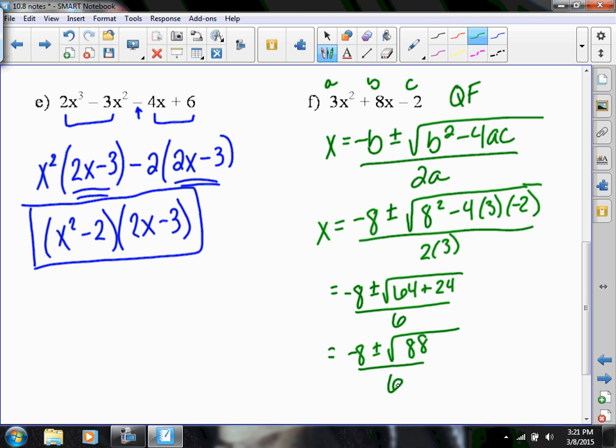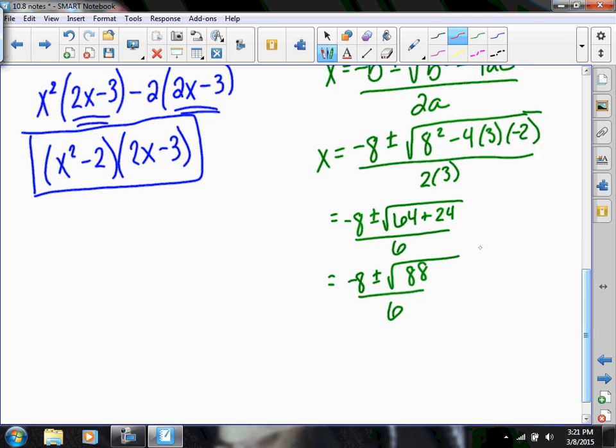Now 88 is not a perfect square, so I have to break it down. So I need to find the biggest perfect square that goes into 88. And that's actually going to be 4 and 22. So then the square root of 4 will be 2. And the square root of 22, I don't know what it is. We're just going to leave it.